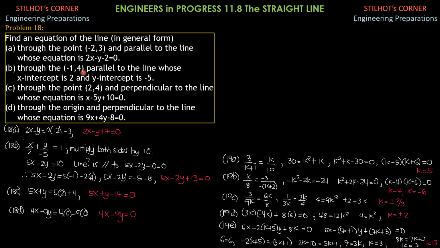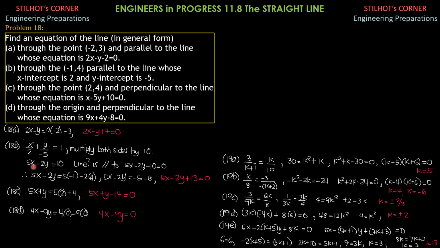For 18b, through (-1, 4), parallel to the line whose x-intercept is 2 and y-intercept is -5. The intercept form of that given line is x over x-intercept plus y over y-intercept, which is -5, equals 1. We multiply both sides by 10 so that this becomes 5x - 2y = 10.